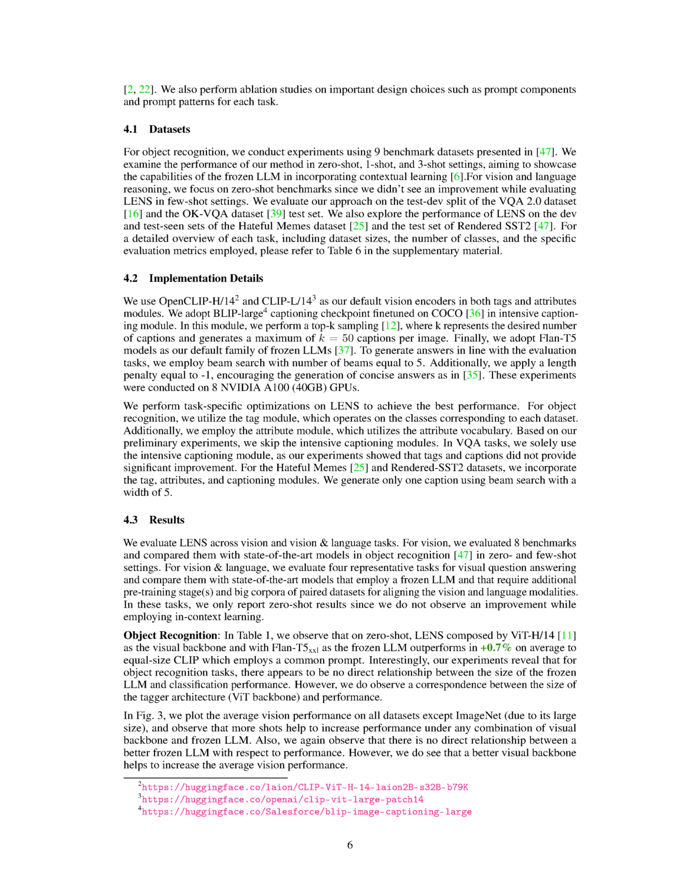Let's look more closely at object recognition. We discovered that the Lens model, which combines the ViT-H14 as the visual backbone and Flan T5 XXL as the static LLM, outperforms the same size CLIP model, which uses a standard prompt, by an average of +0.7%. An interesting insight from our experiments is that in object recognition tasks, the size of the static LLM doesn't seem to directly impact classification performance.